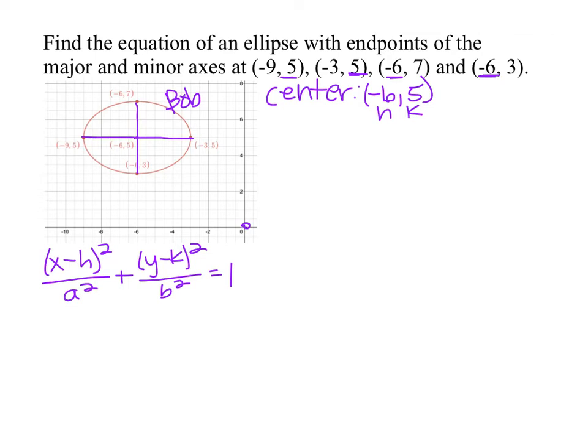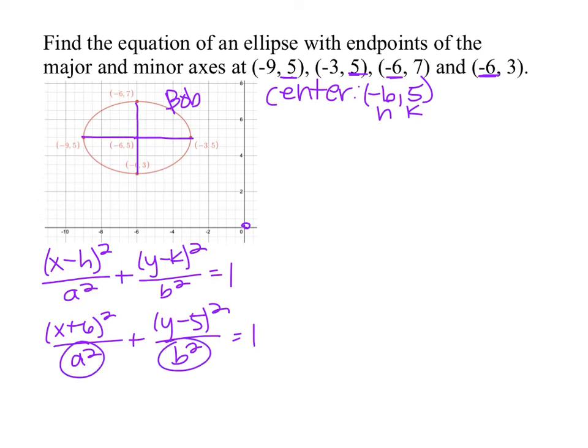Now h and k we have, so we know it's going to be x plus 6 squared over a squared plus y minus 5 squared over b squared equals 1. So the next thing we need to do is find what a squared and b squared are. Well, remember a, 2 times that is, if you look at your formula sheet, the length of the major axis, and 2 times b is the length of the minor axis. So major axis is 2 times a, minor axis is 2 times b.